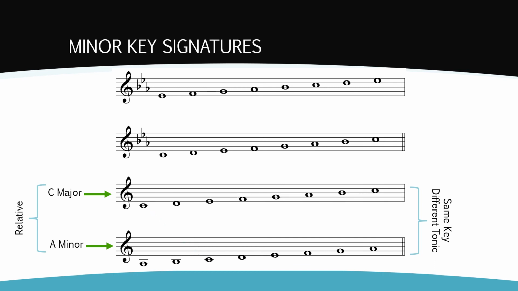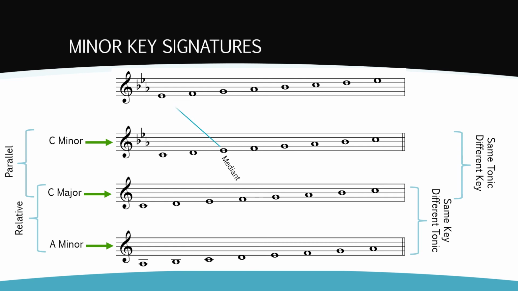If we want to determine the parallel minor to C major, we'll start on the same tonic of C, but we need to figure out what key signature to use. Now we use our knowledge of relative keys, think up a minor third from the tonic of C to find the relative major that has the same key signature as C minor, and we get E flat major, which has 3 flats. We add that key signature to C major to create the parallel key of C minor.